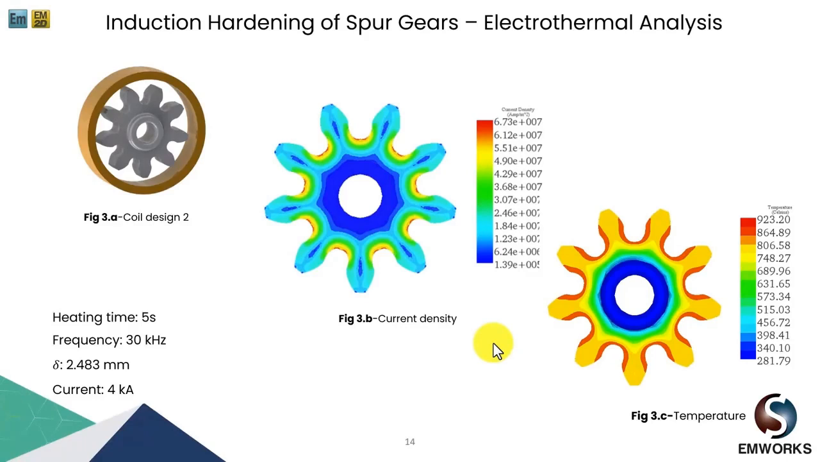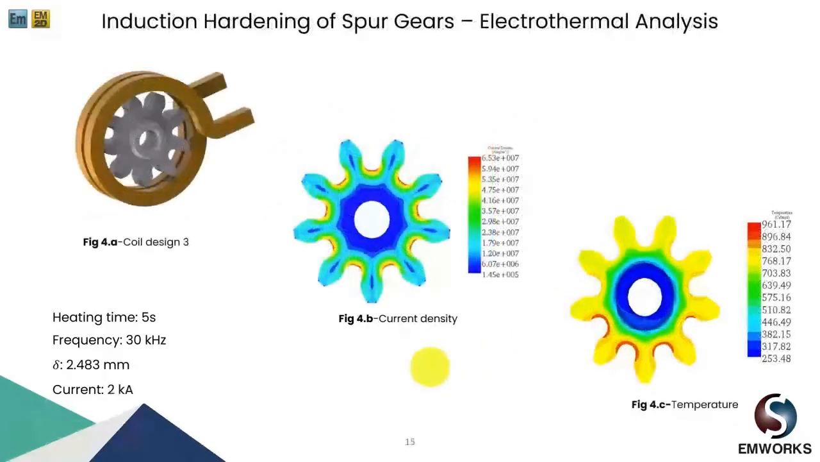Now, what about the high excitation current? Could we solve this with another coil design? Let us see. With the third inductor geometry, we have a multi-turn coil for the same heating time and with the same frequency. With this design, we could use only half of the excitation current to achieve the same current density and temperature as the previous design.